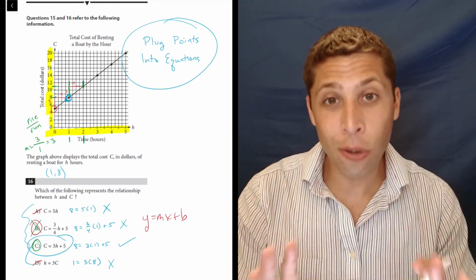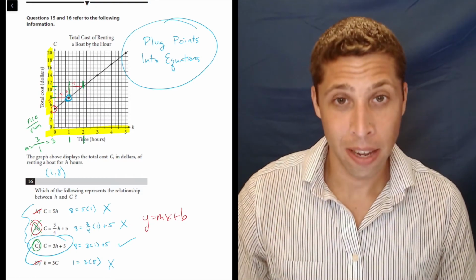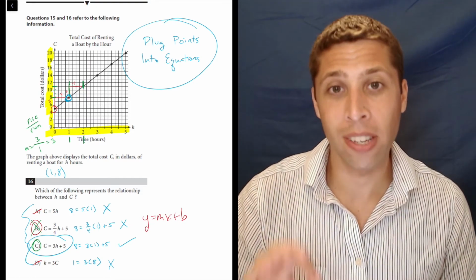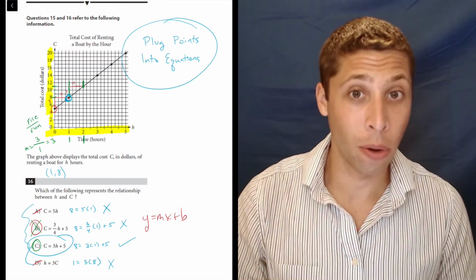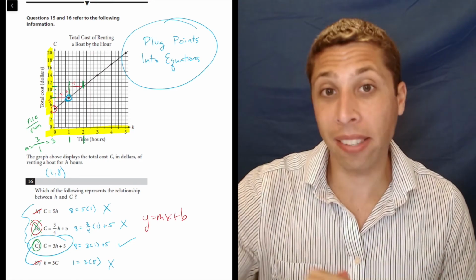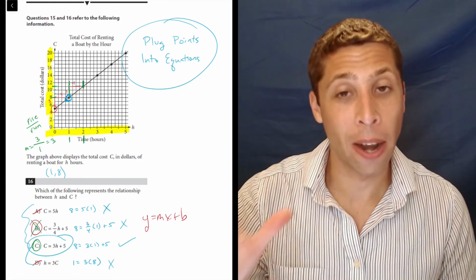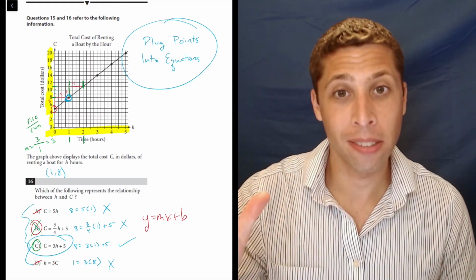So when you've got graphs, definitely check the scale. But if you can, plugging points into equations is the best way to go because it kind of beats the SAT at its own game and makes a lot of their tactics go away. It's a safer bet. And on the SAT, safer bets mean more points.